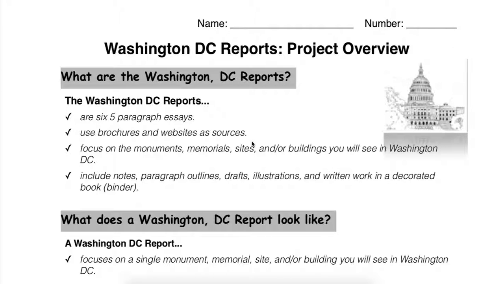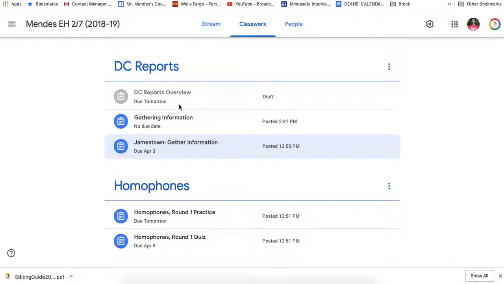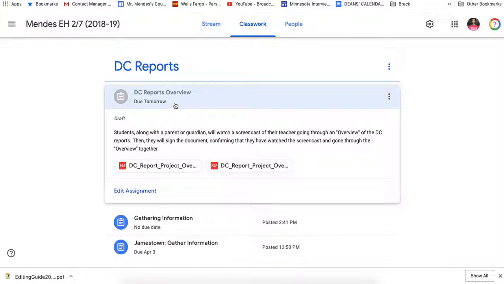Couple things before we start. First of all, obviously you clicked this DC Reports Overview in order to find this screencast. And you'll see that this explains to you that you need to be sitting next to a parent or guardian while watching this, so both of you are getting this information together. And at the end of the process, you will provide your signature indicating that you listened to this and wrote down some questions, but for the most part went through it and understood what was explained.